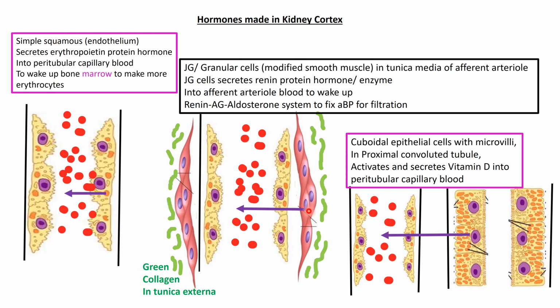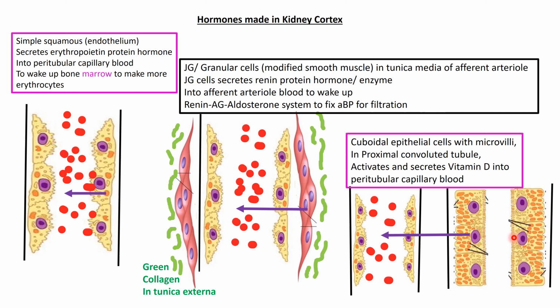And now the JG cells or granular cells are secreting renin, a protein hormone which is also an enzyme, into the blood of the afferent arteriole, and it is going to wake up the renin-angiotensin-aldosterone system to fix the arterial blood pressure so we can have a normal filtration in the glomerular capillary, which is the first step of urine formation. If the first step is messed up, there's no urine, which is not a good thing. We can call this kidney failure.